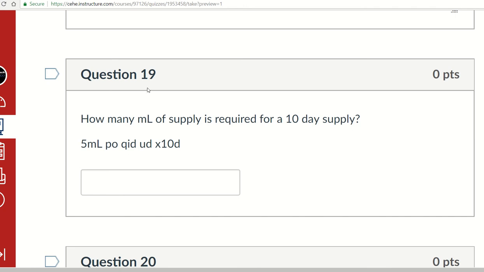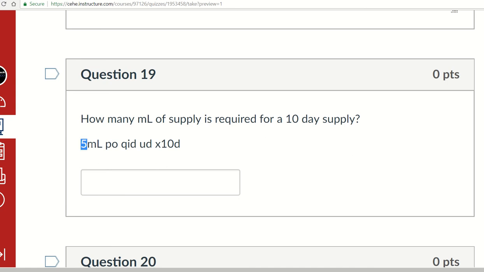All right, for number 19, we're kind of doing the opposite of EDS. So in this case, the doctor gave us the EDS. The doctor says 10 days supply. So he gave us EDS. And what the doctor wants us to do is figure out how much to give the patient based on the SIG. So the SIG is 1 teaspoonful by mouth 4 times a day for 10 days. So how many mLs of drug would they need for 10 days worth?